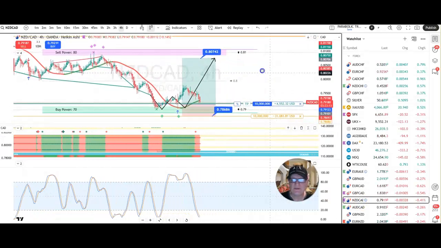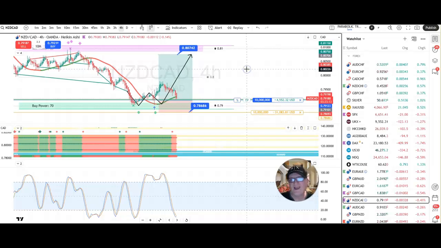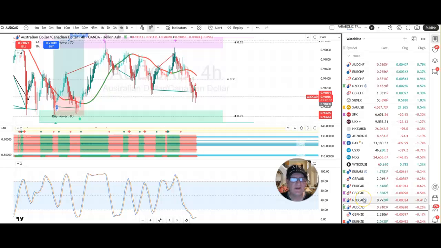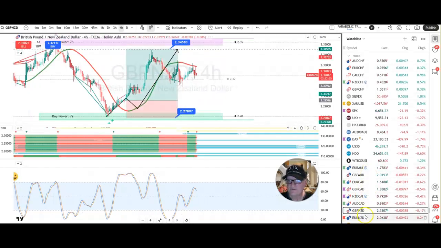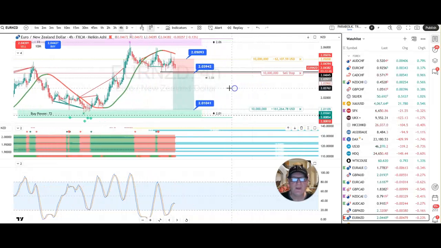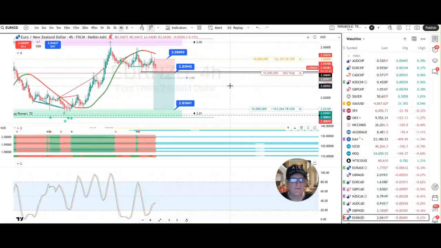New Zealand Canadian, I posted this into the VIP room. Looks okay, despite it's just sitting there. Price cycle again is very good, highly likely to bounce for buy power of 70. You've got to be patient in these markets because of the fact that people are waiting for decisions and markets, etc. Euro New Zealand is looking okay. I've got a sell stop here at 203.94 in the VIP signals room, and so therefore we do expect this to break down into the next few days for a nice move.